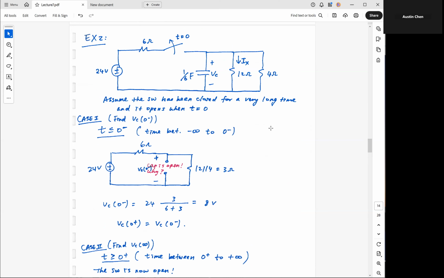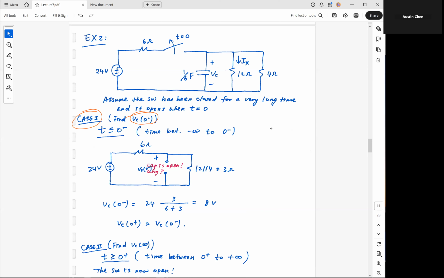In example number 2, we have a couple of resistors, and we also have this switch involved here. We're just going to follow the procedure. Case 1 corresponds to the circuit before the switching event. Before the switching event, we need to find VC at 0 minus. The 0 minus tells you that this is before the switching event.